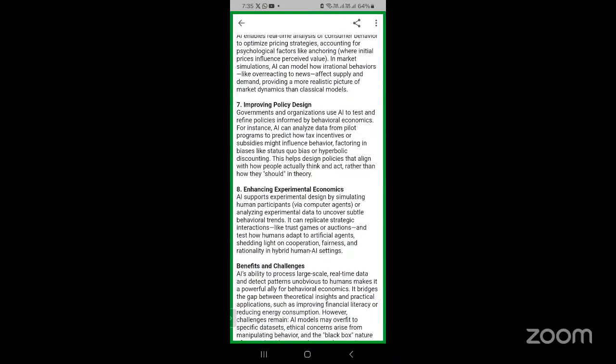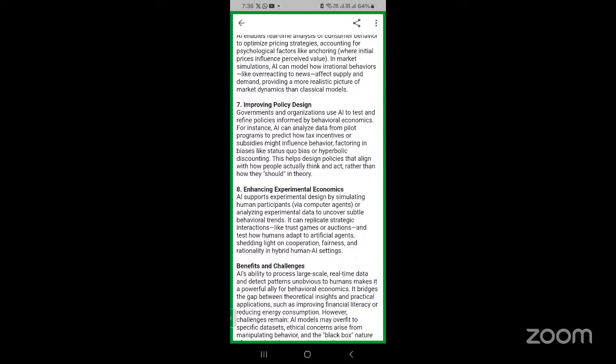Enhancing experimental economics. AI supports experimental design by simulating human participants via computer agents or analyzing experimental data to uncover subtle behavioral trends. It can replicate strategic interactions like trust games or auctions and test how humans adapt to artificial agents, shedding light on cooperation, fairness, and rationality in hybrid human-AI settings.